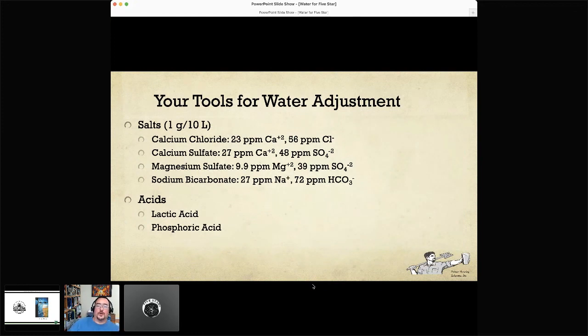So your tools for water adjustment are salts: calcium chloride, calcium sulfate, magnesium sulfate, and sodium bicarbonate. And you can see the ion contributions here in 1 gram per 10 liters. You also have a couple of acids that are very common: lactic acid and phosphoric acid. Citric acid can also be used, but citric acid tends to have more flavor impact, which can be good in a hazy IPA where you're looking for some citrusy or fruit-like flavors, but not so good in other beer styles.